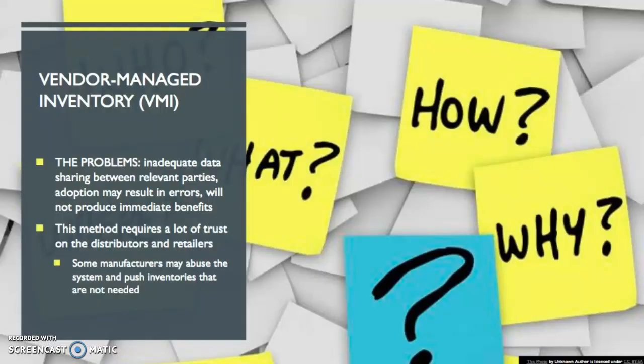Vendor managed inventory problems. Inadequate data sharing between relevant parties. Adoption may result in error. Will not produce immediate benefits. This method requires a lot of trust on distributors and retailers. Some manufacturers abuse the system and push inventories that are not needed.